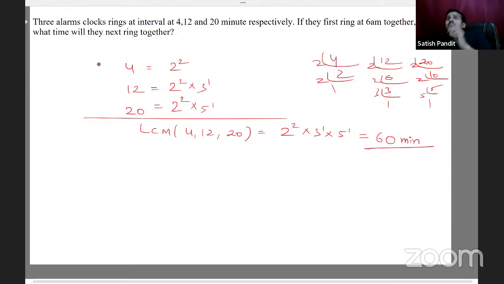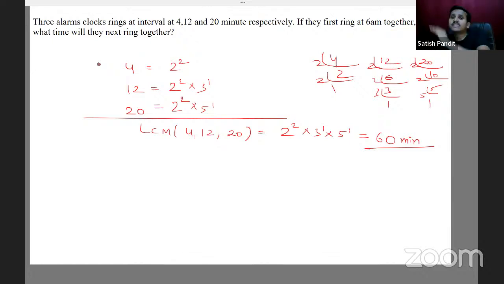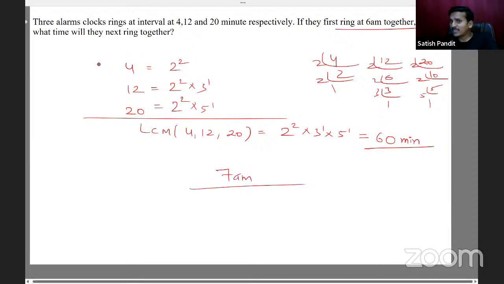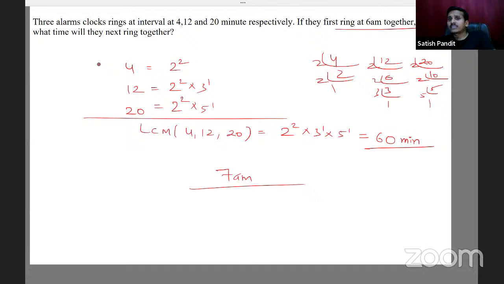Now, if they first ring at 6 a.m., again in 60 minutes they will ring. That means they will ring together again at 7 a.m. Because at 6 a.m. they're ringing together, again in 60 minutes they will ring. 60 minutes means 1 hour. So at 7 a.m. again they will ring. Yes or no, everyone?